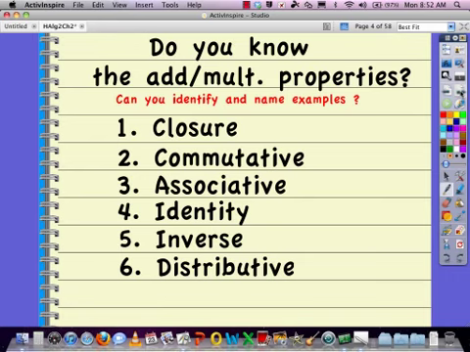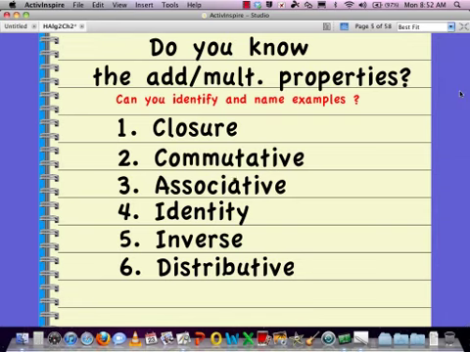The commutative property, the associative property, the identity property, inverse, and distributive. The last 5 are a little more common, or at least have been talked about and discussed. You won't necessarily need to know them by name, but you will want to be able to identify which property represents which. If I gave you an example, could you say that's an example of the commutative property?